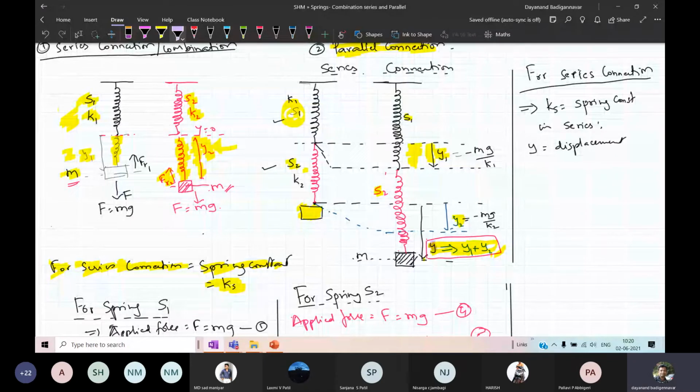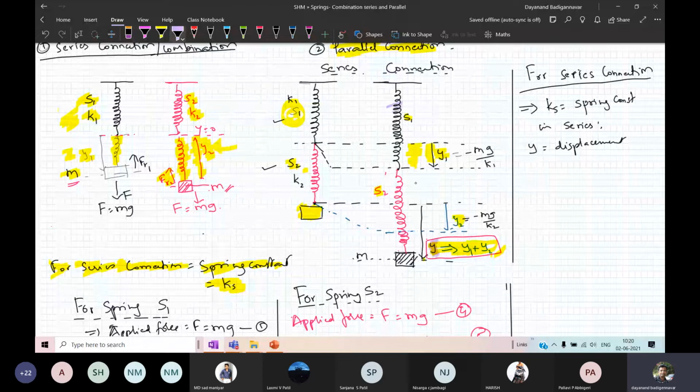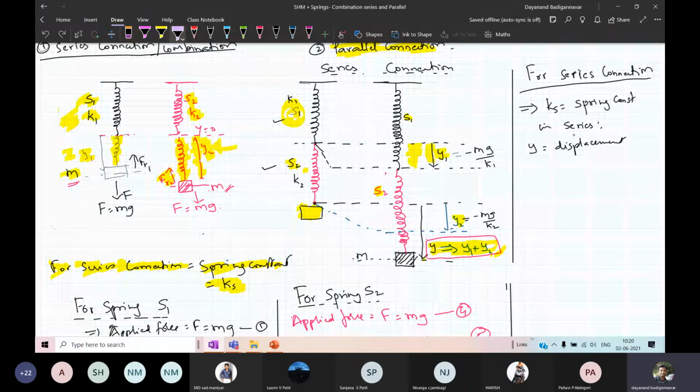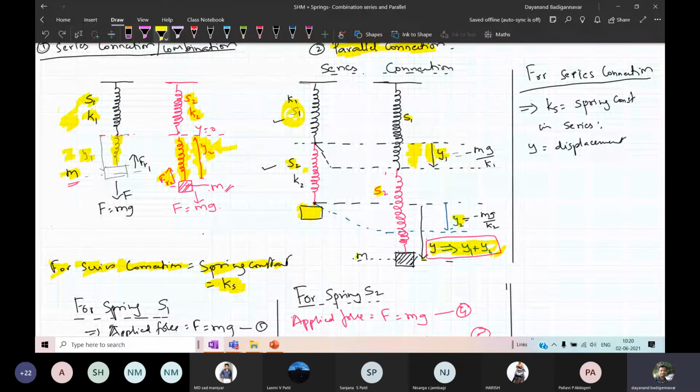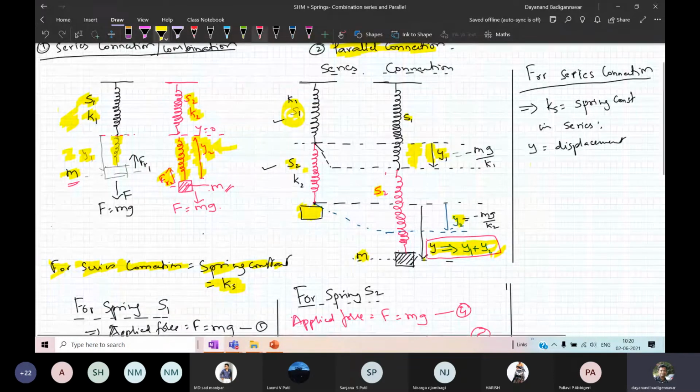So this is the displacement. When you combine spring S1 and spring S2, what is the displacement? The displacement is y, for the series connection. Now, what is the mass that I hanged? Mass is again the same mass. What is the mass? M. So I can write the mass that is hanged is M in this case.